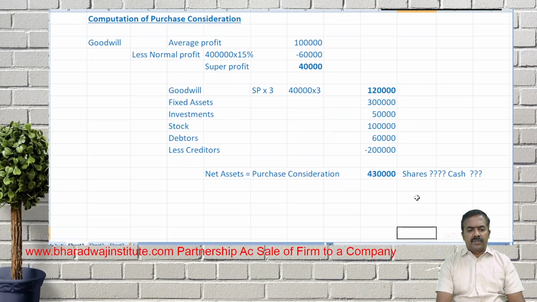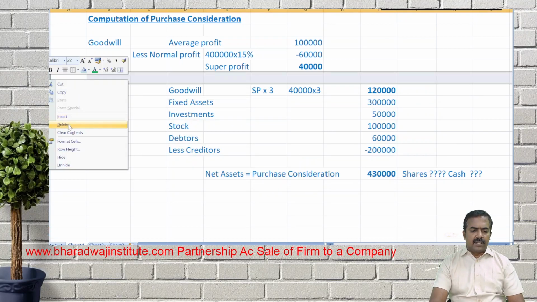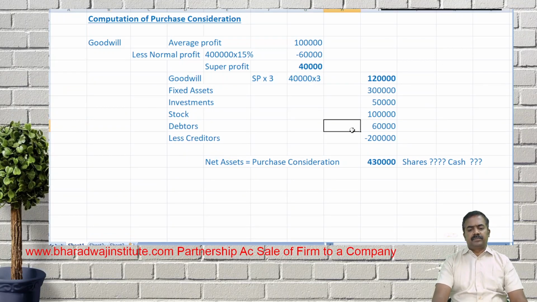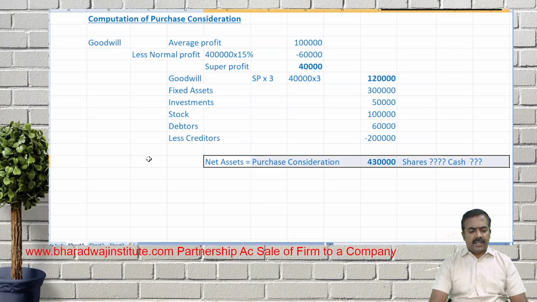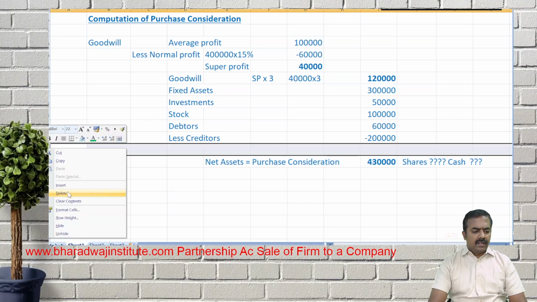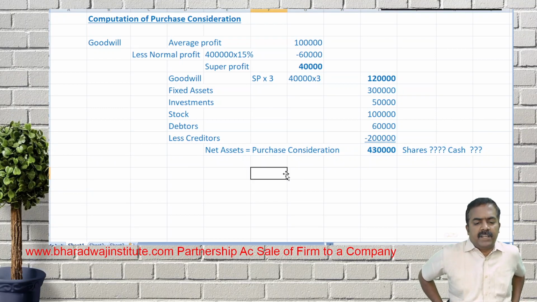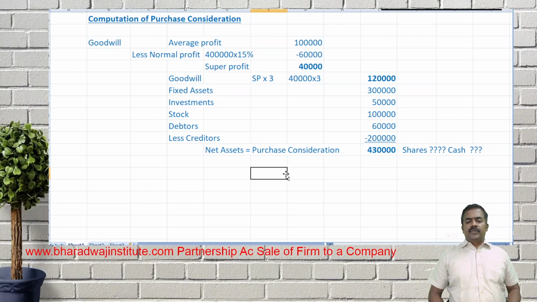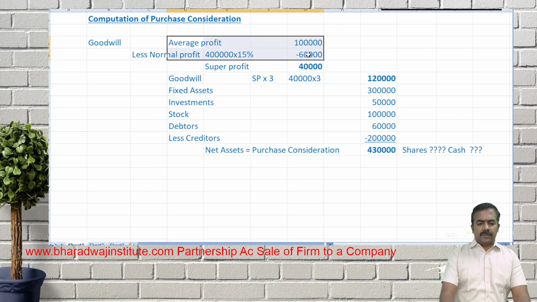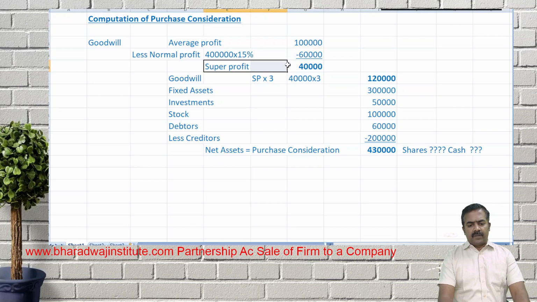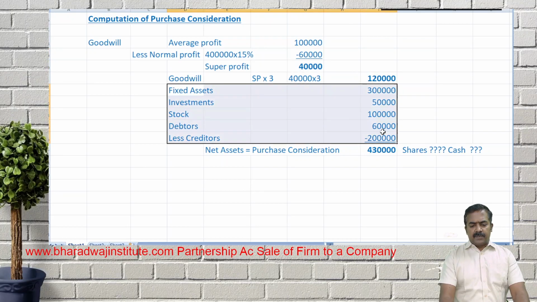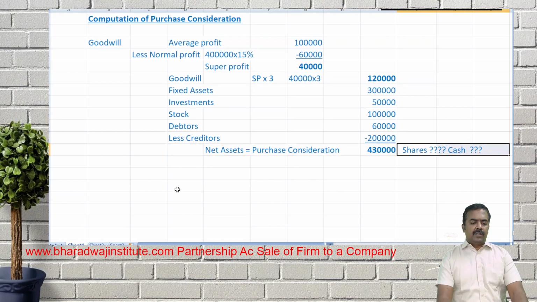We can work out only after preparing the capital account, because all partners are not going to continue in the new company. Some partners retire, and we have to settle their cash. So how much in shares, how much in cash, we cannot decide now. Any doubt? Goodwill is 3 years purchase of super profit, average profit minus normal profit. Other assets minus liabilities give the purchase consideration. The proportion of shares and cash we will come back to later.